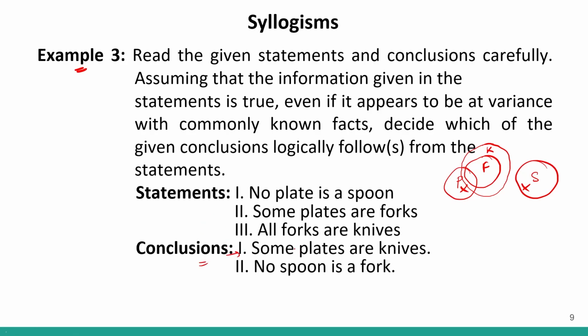Conclusion 1 says some plates are knives. If I look at the Venn diagram, there are certain plates that overlap with knives, correct? Some plates are knives, so therefore this is true. Second says no spoon is a fork. This is not correct, because if I extend S like this, S and P are not overlapping, but S can be like this. So spoon and fork can overlap. So no spoon is a fork is a possibility, but it is not true. Therefore, this will be a false statement.